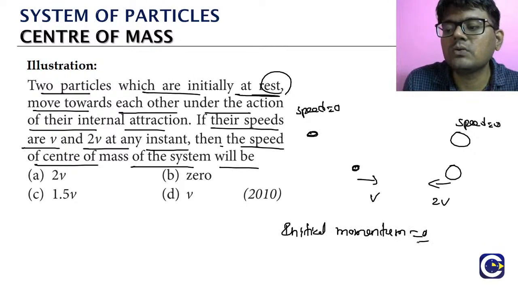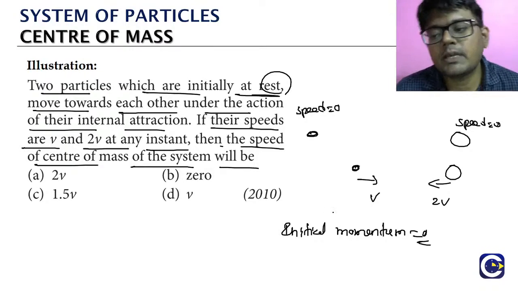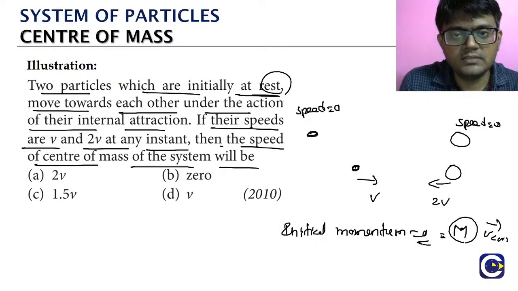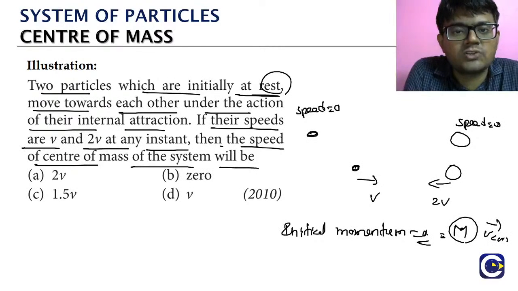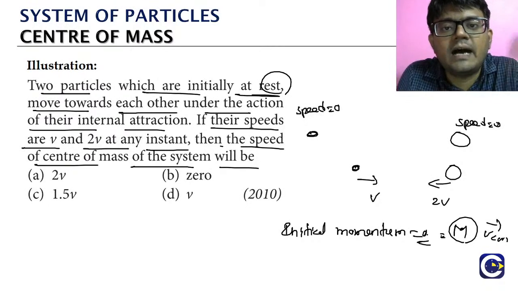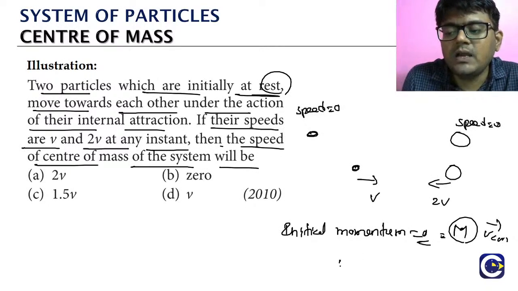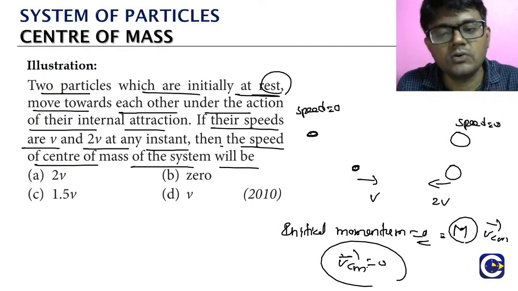Initial momentum is 0 means the total mass into the velocity of the center of mass is equal to 0. Because when you add up the momentum of all the particles, that is equal to the mass of the entire system times the velocity of the center of mass. That is the formula. So what is the velocity of the center of mass? Initially 0.